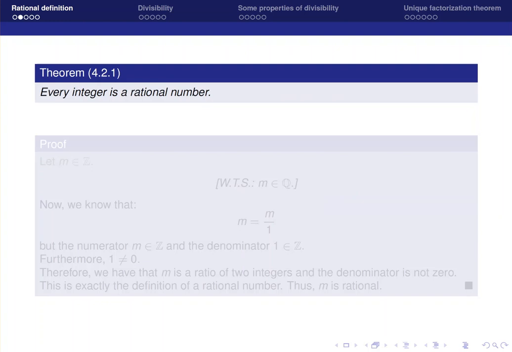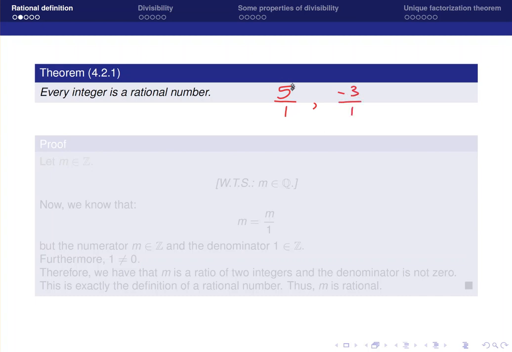Let's begin with the first theorem, 4.2.1 in your book. It says every integer is a rational number. Is this true? Do you believe it or not? Do you believe that every integer is a rational number? So for example, do you believe that 5 is a rational number? You should convince yourself because 5 is 5 over 1. Similarly, if I had negative 3, negative 3 is the same thing as negative 3 over 1.